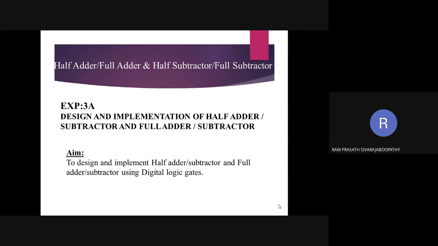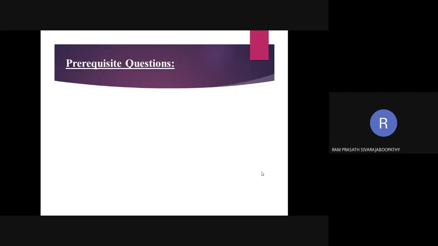Before getting into this experiment, what is the aim of the experiment? To design and implement half adder or subtractor, full adder or subtractor using digital logic gates. Don't think it is half adder come subtractor. Here, for simplicity, they have mentioned it like this. Actually we are going to design four combinational logic circuits: half adder, full adder, half subtractor, full subtractor. Now we will go with the prerequisite questions.